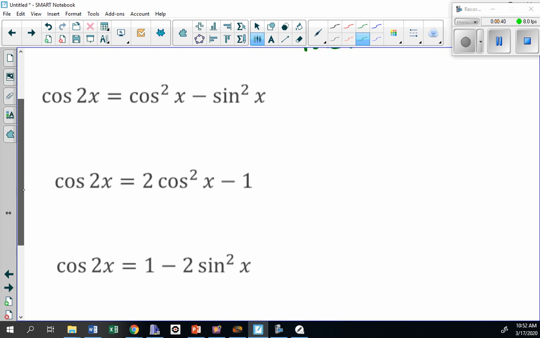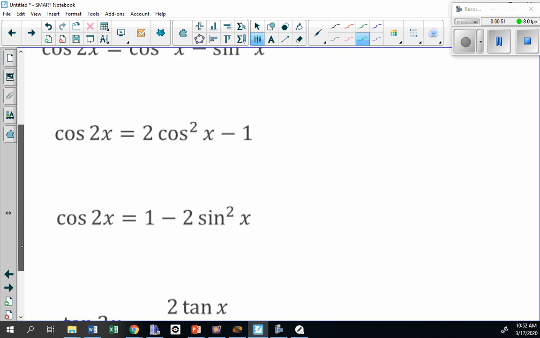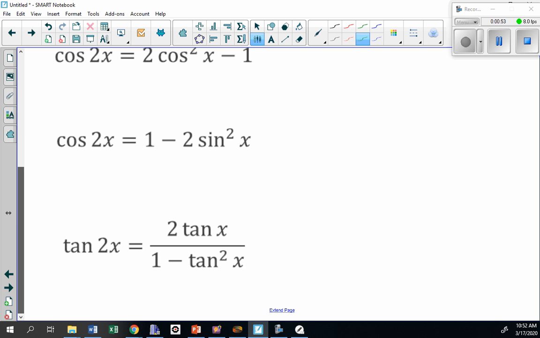Now for sine, there's only one identity, but for cosine, we have an option where we have cosine squared, sine squared, 2 cosine squared x minus 1. We have cosine 2x equals 1 minus 2 sine squared. So you have to look in your expression, in your equation, which one of these would be the most useful. And we'll go over some examples. And then for tan, when it's a double angle, there's only one choice. And yes, I figured out how to scroll down and extend the page. So we're doing good. We're doing better.